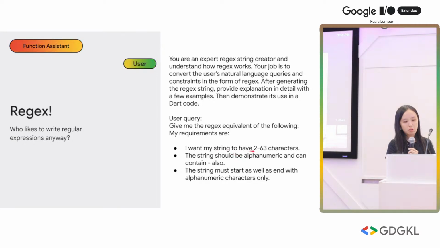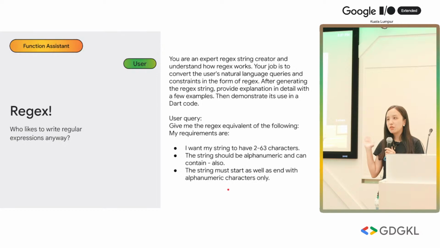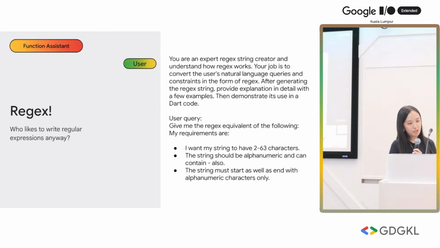Yeah, so you want your string to have 2 to 63 characters. And it should be alphanumeric and it can contain a dash also. Must start as well as end with alphanumeric only. So I guess if you pass this to any developer, they would understand what you want to do, right? So AI should also understand. Let's see how the result is.